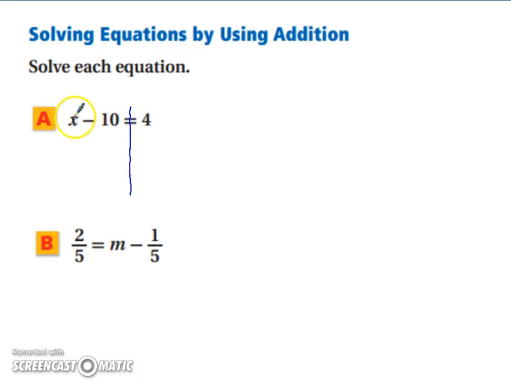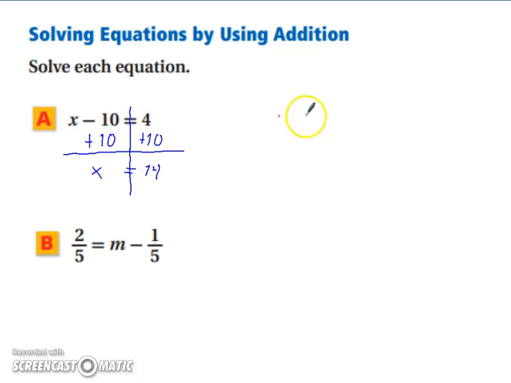So, to get x by itself, we need to use the inverse operation. Well, the opposite of minus 10 is adding 10. Whatever you do to one side of the equation, you need to do to the other. You need to make sure you keep everything balanced. Well, you're left with nothing else over here but the x, because minus 10 plus 10 gives you 0. On the right-hand side of the equation, you have 4 plus 10, leaving you with 14.